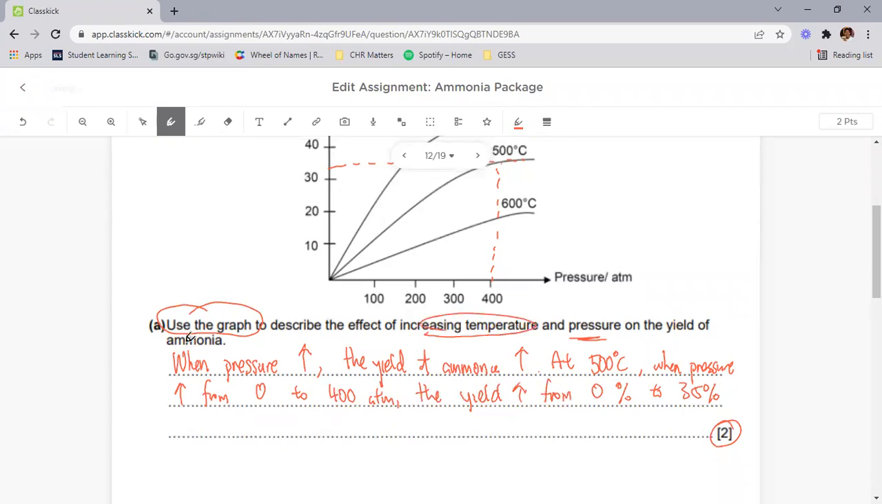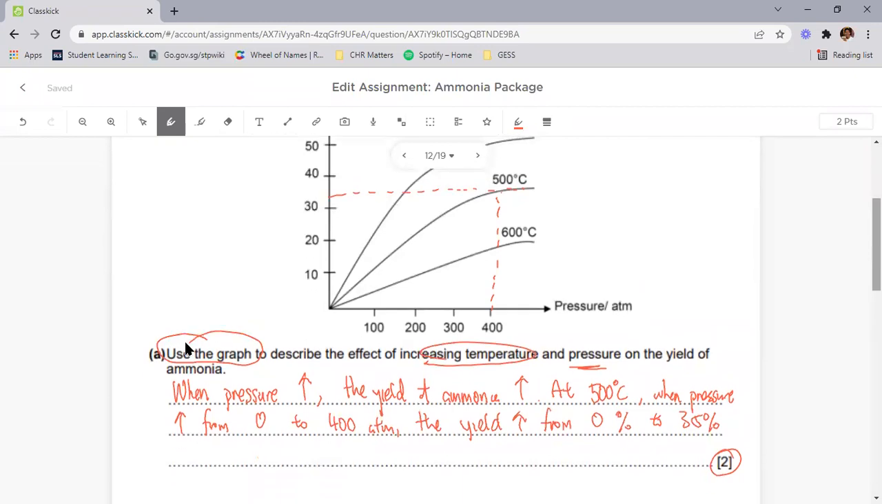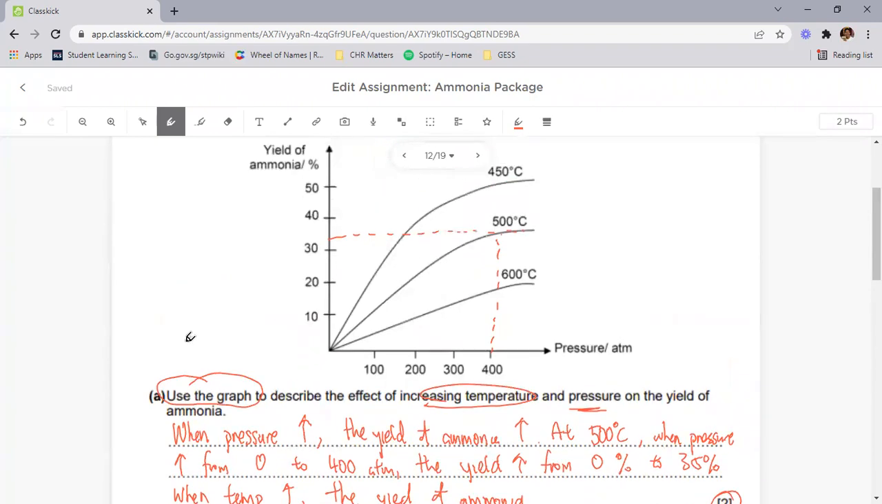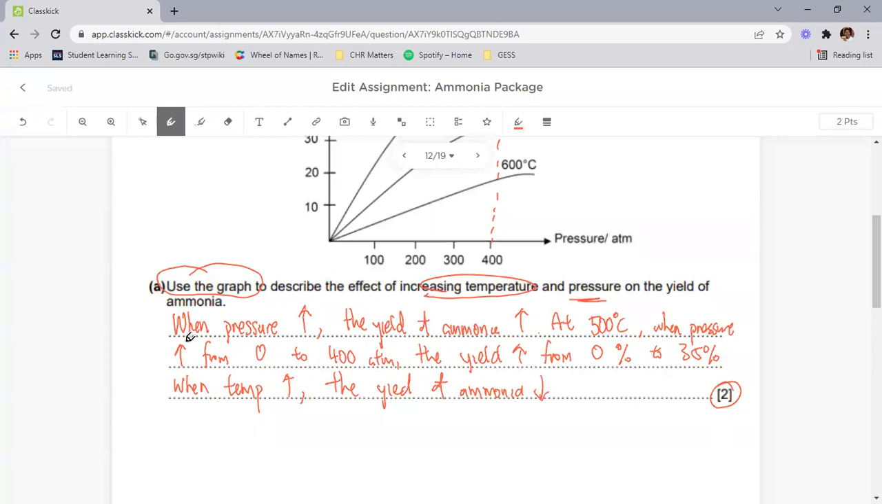Then next, of course, there's the temperature. So how to describe the temperature one? We're going to say the trend again. So when temperature increases, okay, the yield of ammonia, you can see as the temperature increases, the yield actually decreases. So the yield of ammonia actually decreases.